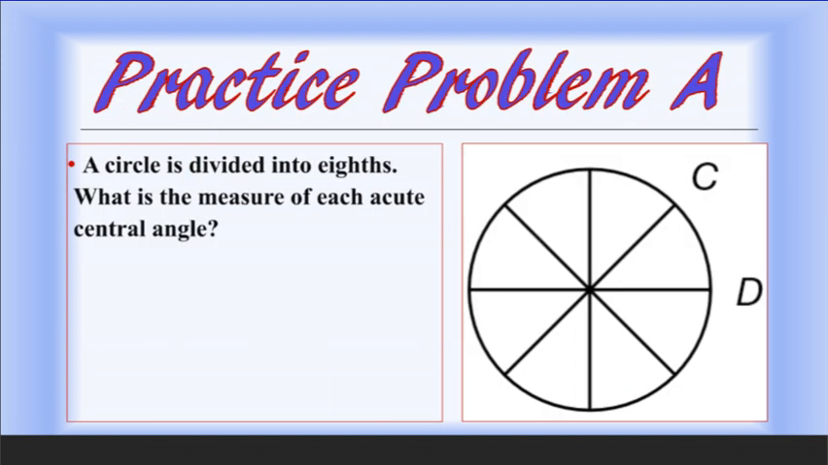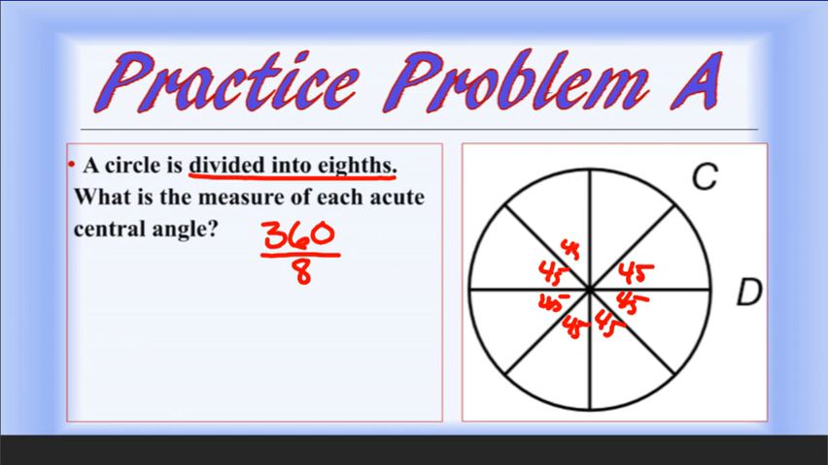Next problem, a circle is divided into eighths. What is the measure of each acute central angle? Again, all the angles add up to 360. I divided it because it says they divide into eighths, which means they divide into 8 equal pieces. We take 360 divided by 8, and that gives me 45. So that means each angle is 45 degrees.